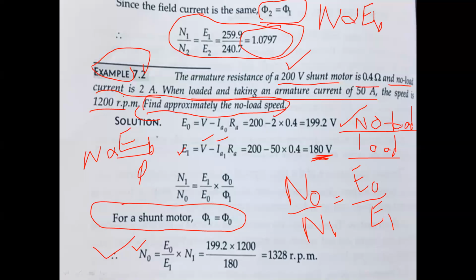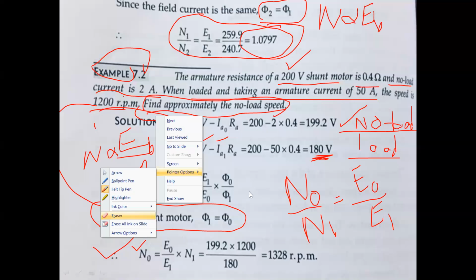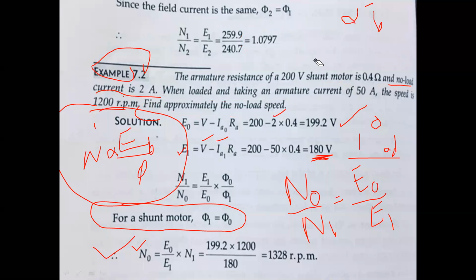That means flux is constant in two cases, so phi1 equal to phi2. This is a very important formula for speed control. N is proportional to back EMF by flux, because back EMF equal to pi Zn by 60 into P by A.